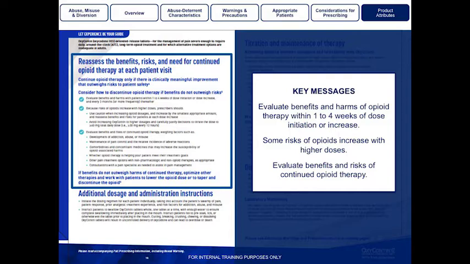HCPs should also evaluate benefits and risks of continued opioid therapy, and if benefits do not outweigh harms of continued therapy, optimize other therapies and lower and/or taper the dose and discontinue the opioid. The CDC guideline has emphasized proactively planning for discontinuation, which we have aligned with by updating the CVA with messaging on how to discontinue opioid therapy if benefits do not outweigh risks, which will be reviewed in an upcoming slide. In addition, you will want to review the important dosage and administration information for OxyContin.